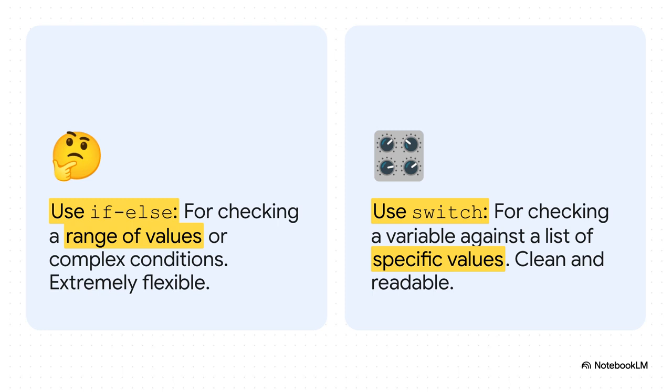When it comes to making decisions, you've got two main tools in your belt. You should use an if-else statement when you're dealing with tricky conditions or ranges, like checking if a score is greater than or equal to 90. It's super flexible. But if you're just checking one variable against a specific list of possible values, like is it Monday, Tuesday, or Wednesday, a switch statement is often way cleaner and a lot easier to read.